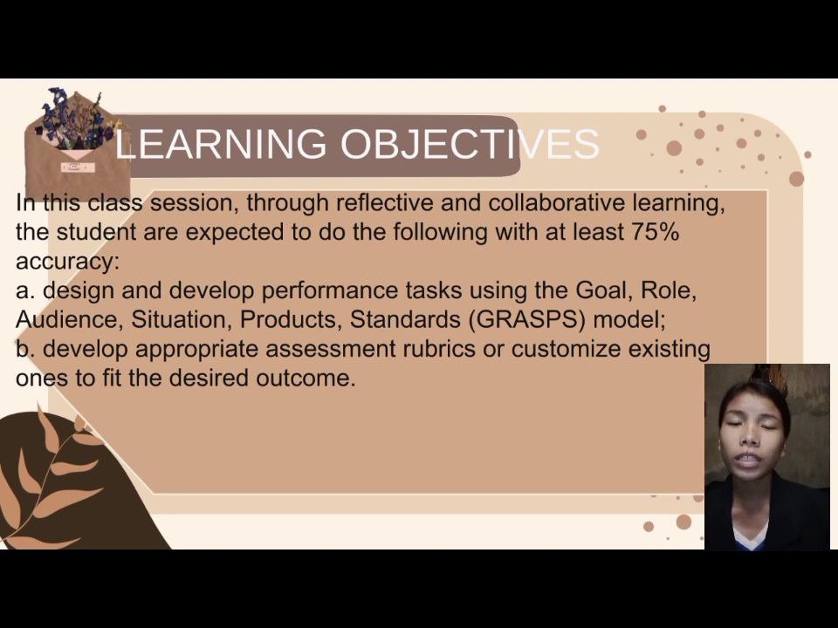The learning objectives of this class session: through reflective and collaborative learning, students are expected to do the following with at least 75% accuracy. Design and develop a performance test using the GRASPS model: goal, role, audience, situation, products, and standards. Next is to develop appropriate assessment rubrics or customize existing ones to fit the desired outcome.